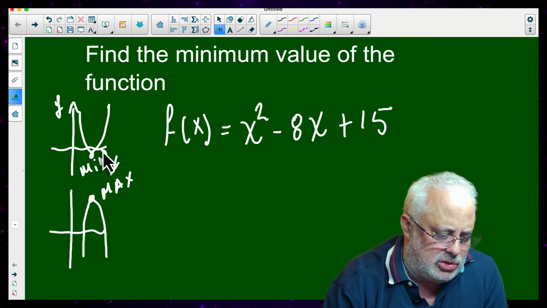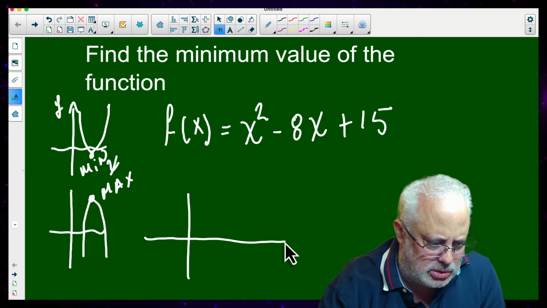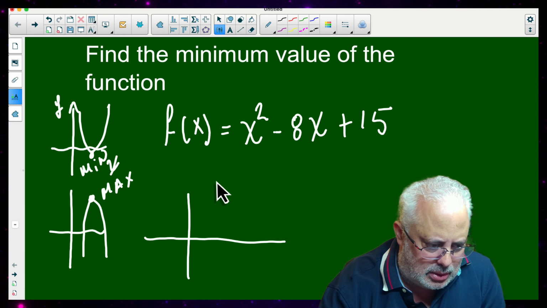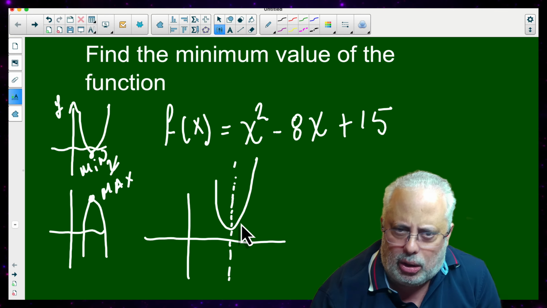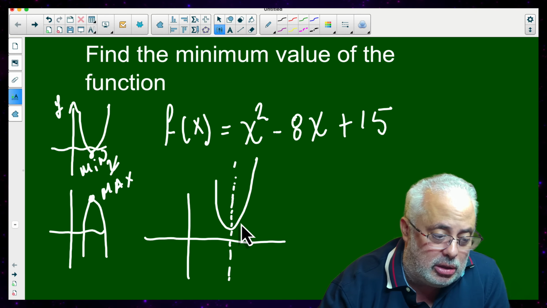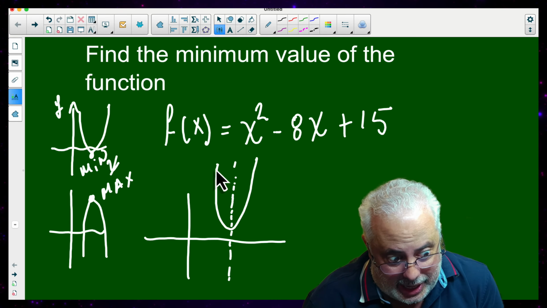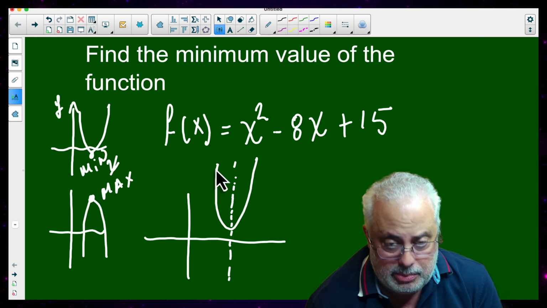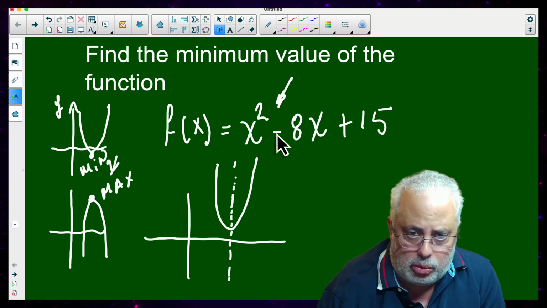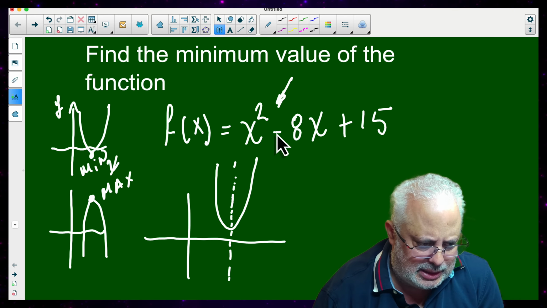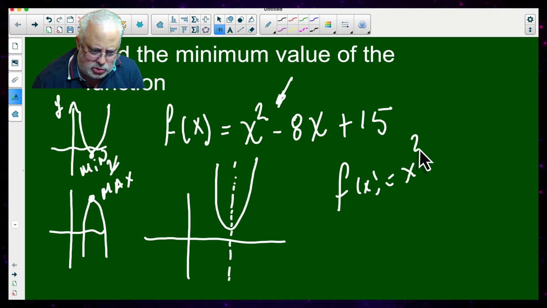Also, the parabola has an axis of symmetry. Let's say this is the axis of symmetry that divides the parabola into two equal, symmetrical branches. And when we teach this, it's recommendable to say why we have symmetry here. It's because we are working with exponent 2. Imagine that instead of having this, we have f of x equals x squared to see it better.